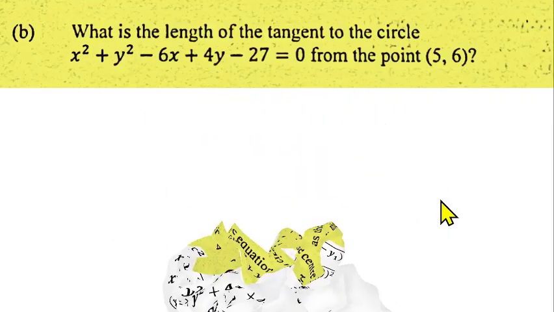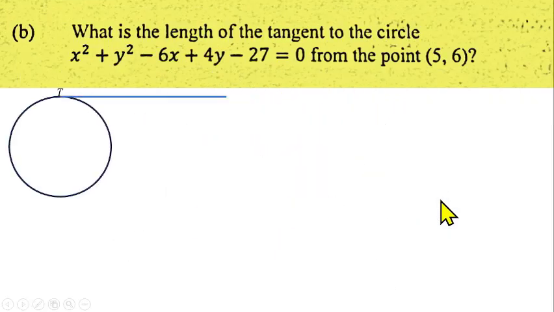So let's go back to what we were talking about. We need the center of the circle, which is (3, -2), because it's still the same equation. Then the radius is root 40. Our aim is to find the length of this tangent. So how can we do that?